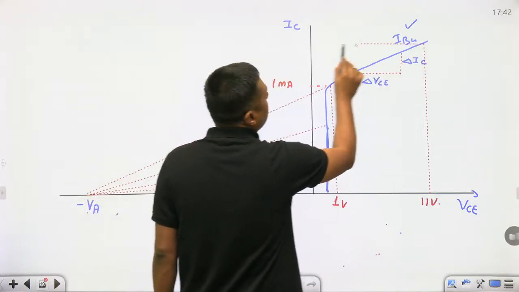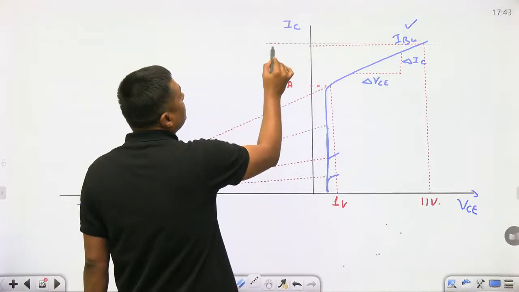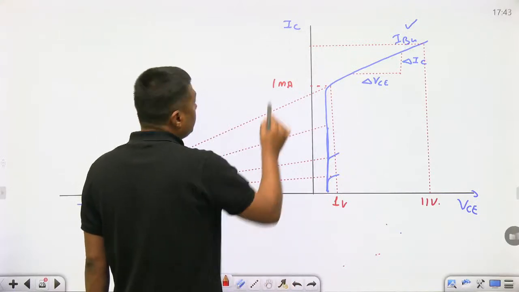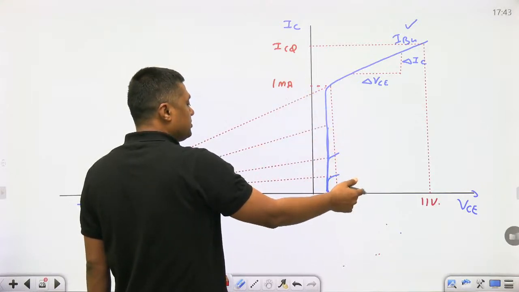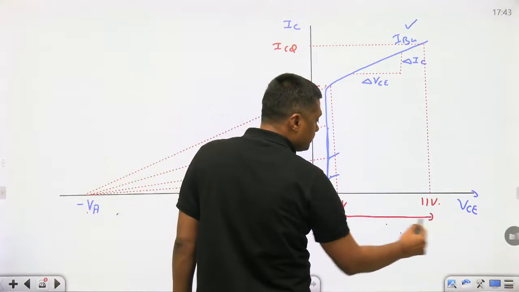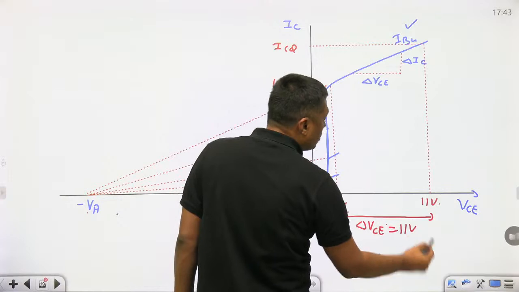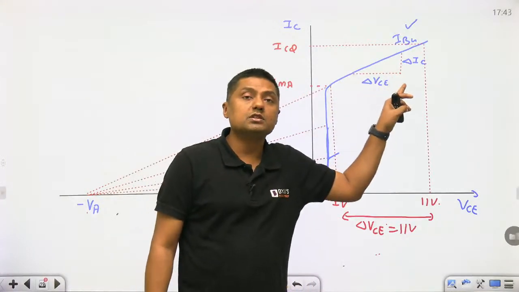I think the question is clear. First of all, you have to understand the question. What is the value of IC2? IC is greater than that 1 milliampere, and there is a change in the current because of the change in VC. What is the change in VC? VC is 11 volt. Now you have to find the slope of this line.